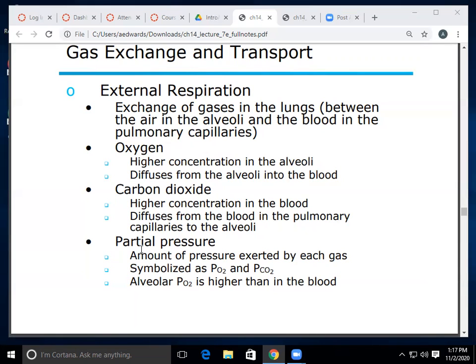Another term you need to know is partial pressure, the amount of pressure exerted by each gas. It's symbolized as PO2 and PCO2. Your alveolar PO2 is going to be higher than what you'll see in the blood, because you're getting your oxygen through your alveoli.